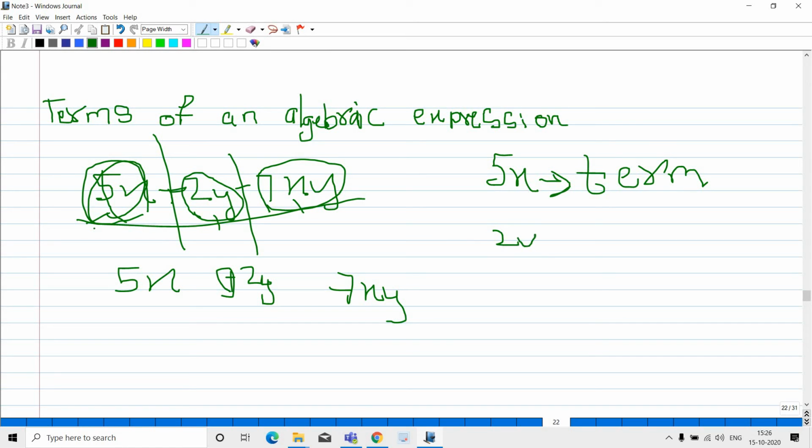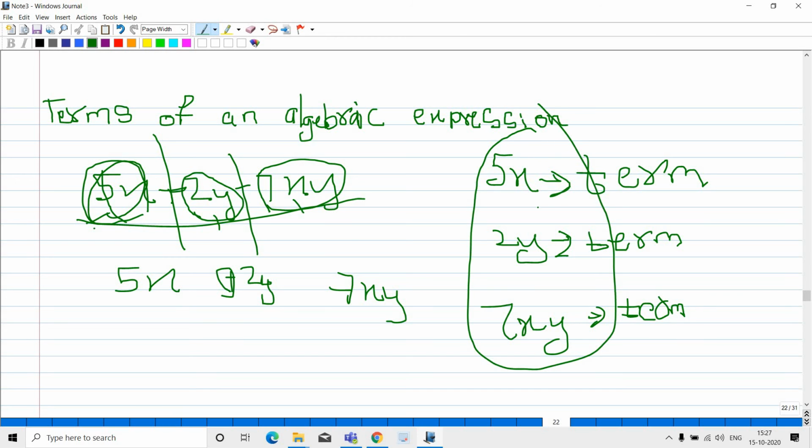And 2y is one term. 7xy is one term. And when all terms are combined, then an expression will exist. So I'm repeating the definition again. Several parts of an expression separated by plus or minus signs means these parts 5x, 2y, 7xy are connected, but each is one part, separated only by a plus or minus sign.